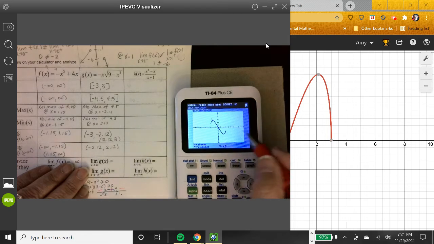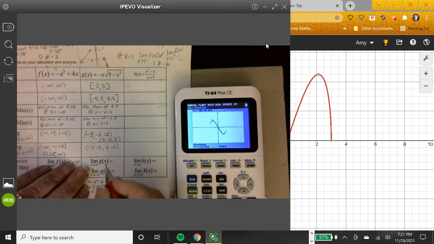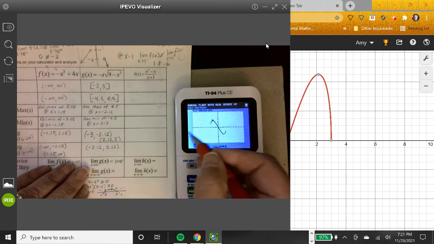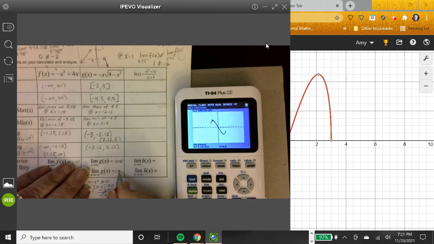Does this function exist when x goes to positive infinity? The answer is no. So this is DNE. And the limit as x goes to negative infinity, does this function exist? Nope. So it's DNE.